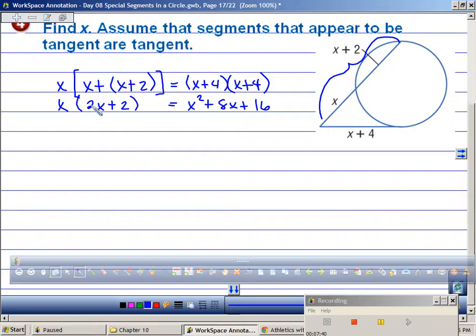There's an x and an x in there, so there's two x's plus 2. Hold on, let me get there. Now I've got 2x squared plus 2x equals x squared plus 8x plus 16. Now I've got to subtract it and put it all on the other side.